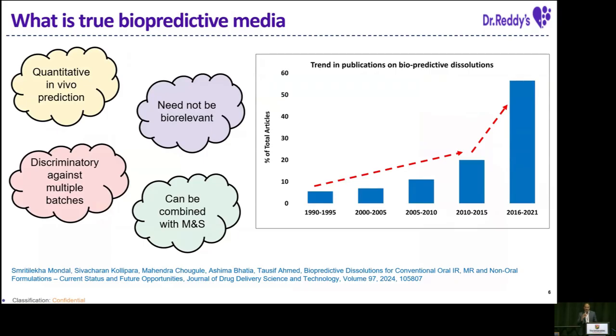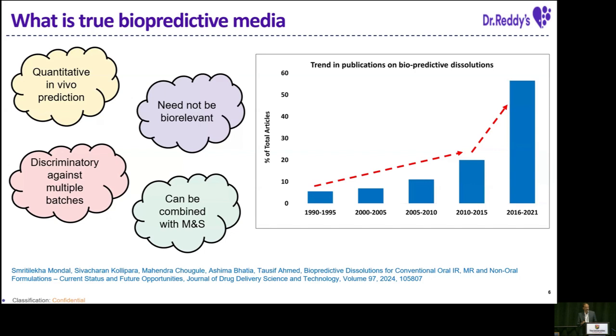As I mentioned previously, it provides quantitative evidence into the in vivo prediction, and it need not be biorelevant, but the vice versa is true. A biorelevant method can also be biopredictive, and it should be able to discriminate between multiple batches with varying clinical performance, and ultimately it can be combined with modeling and simulation tools to provide quantitative information on the bioequivalence or the in vivo drug product performance.